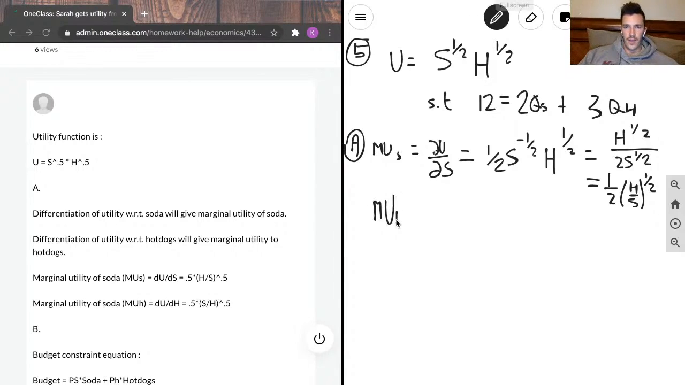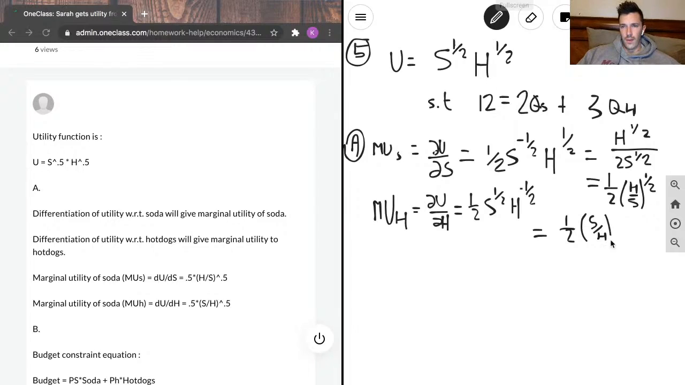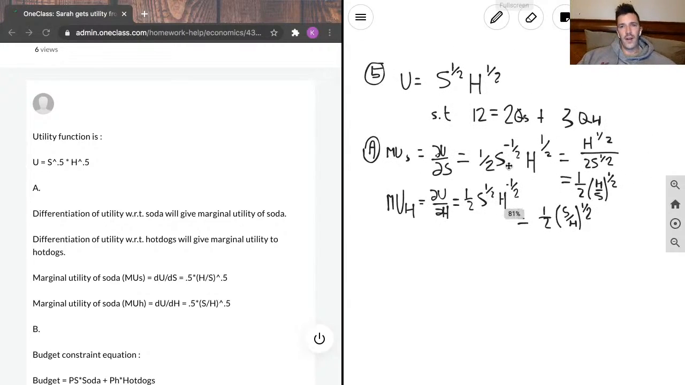Now we get the marginal utility of a hot dog. That's going to be the partial derivative of utility with respect to H for a hot dog. That's going to be 1/2 s to the 1/2 h to the negative 1/2. And that's going to be 1/2 (s over h) to the 1/2. I skipped that intermediate form I wrote in the first one. It turns out it's relevant. I'll go back and write it in here just so this doesn't get confusing for anybody.